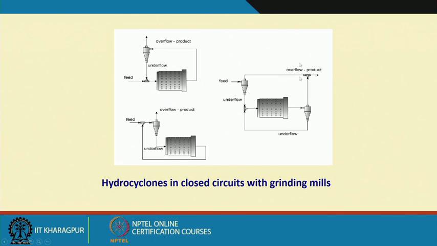Similarly, you can have different types of orientations which are self explanatory. So, these are called the closed circuit grinding operations, and we will discuss at length in some of the lecture series on hydrocyclone, because it is a very important device in any mineral processing operation, and the efficiency of the closed circuit grinding operation relies heavily on the efficiency of separation of this hydrocyclone. Thank you very much.